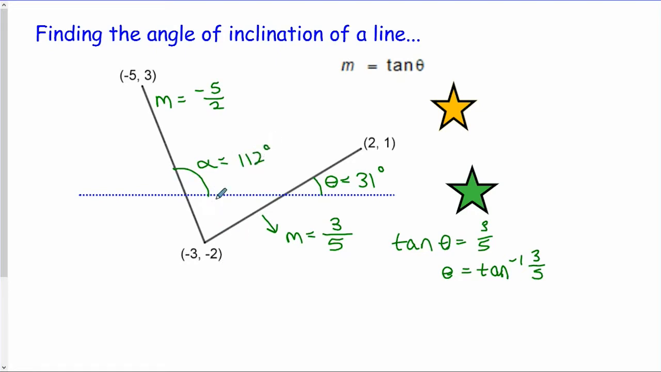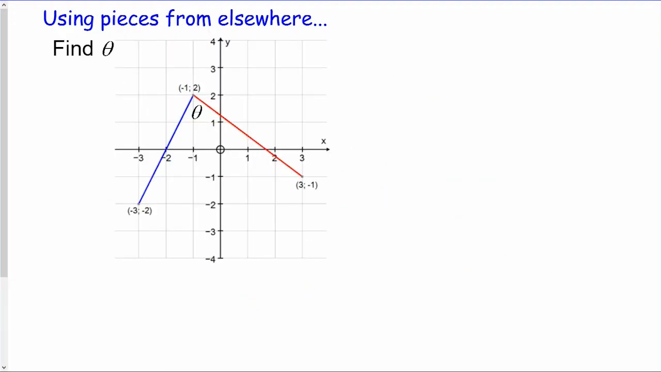So the answer that your calculator gives you, if you put the negative in, actually gives you this angle over here, because it gives you a negative angle going around there, and it'll give you negative 68 degrees, all right? I didn't put the negative in. I got a positive 68, and I subtracted it from 180. All right, so that's angle of inclination, really important concept.